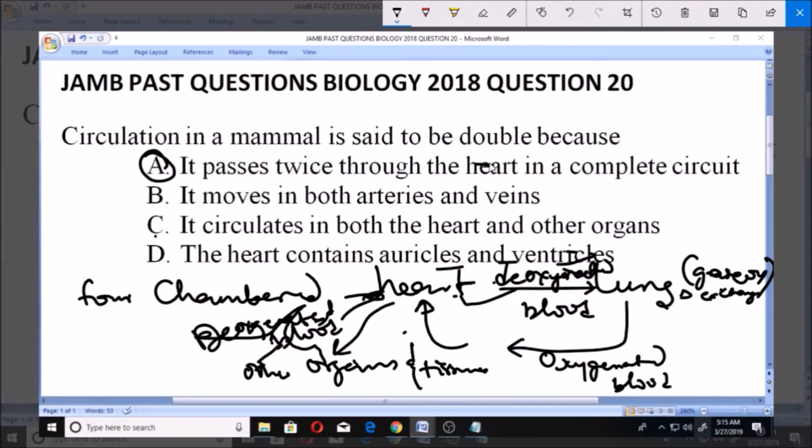So that's why we call it double circulation, because it passes through the heart twice before you can have a complete circulation. So option A is the right answer for this, and that is why it is called double circulation. Option A is the right answer. Thank you.